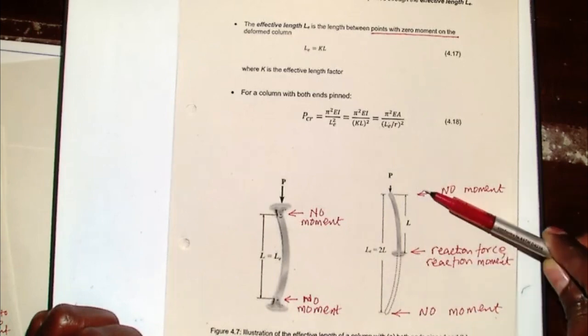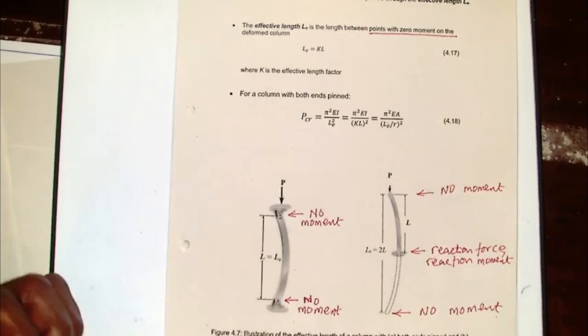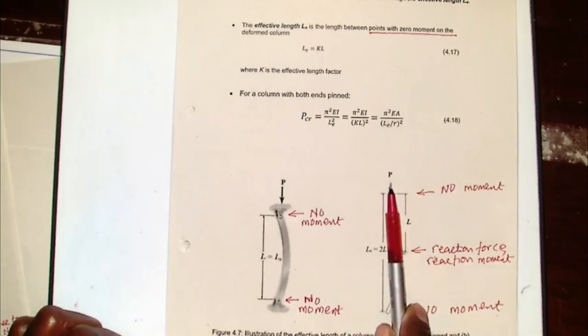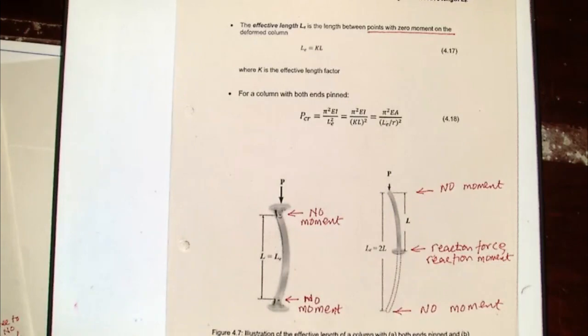At the other end, which is free, there is no constraint. That column can rotate freely at the top, but not at the base. Okay, and also no reaction force on the top. Which one? This one? On the top, yeah. So that force is the load you are applying to the structure.